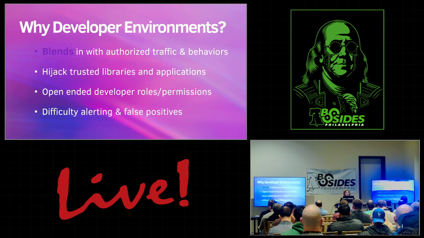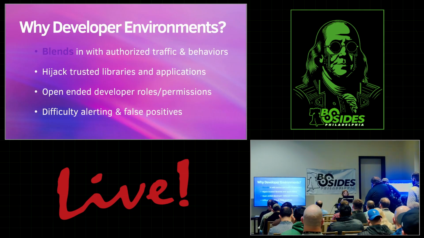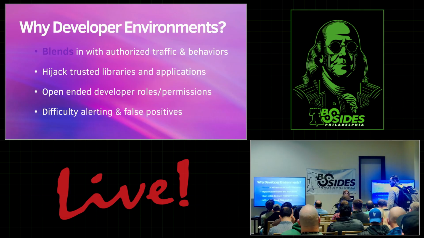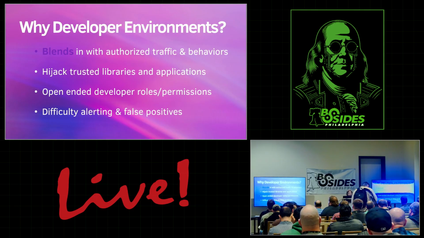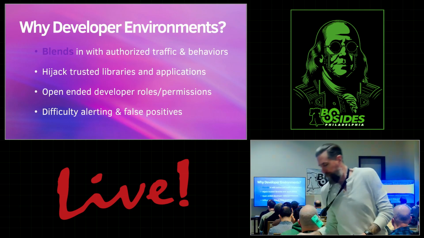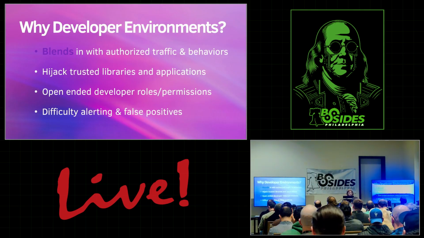So basically, developers create anomalous traffic to the point where it's expected. They're constantly reading and writing files, executing code, compiling code, doing suspicious things all the time, but that's just in their job description and in the expected role. Developer environments inherently generate a lot of this anomalous activity, and so we're able to blend in with that activity. Additionally, we can hijack trusted libraries and applications. There's this blind trust in how we view developer applications, such as VS Code, and we'll discuss how we're actually able to hijack that.